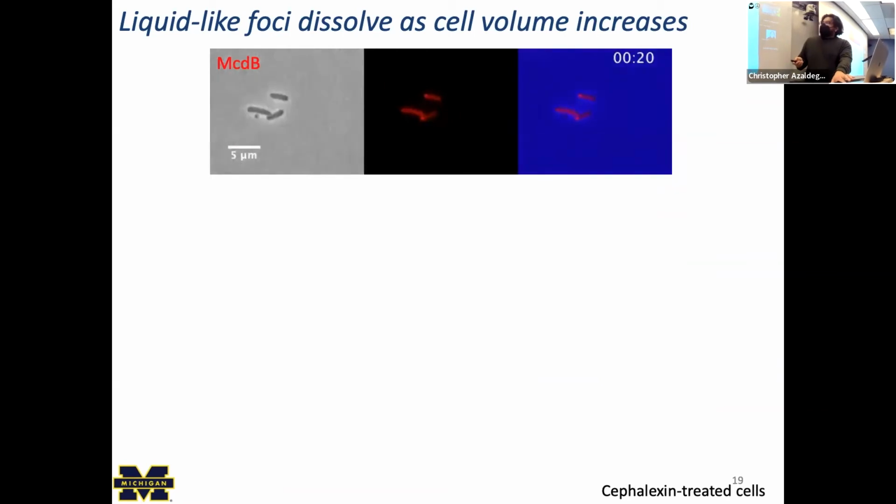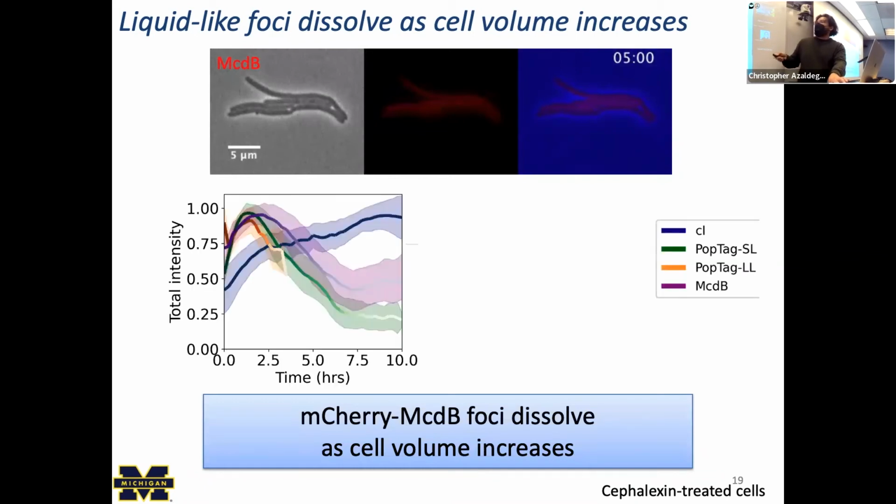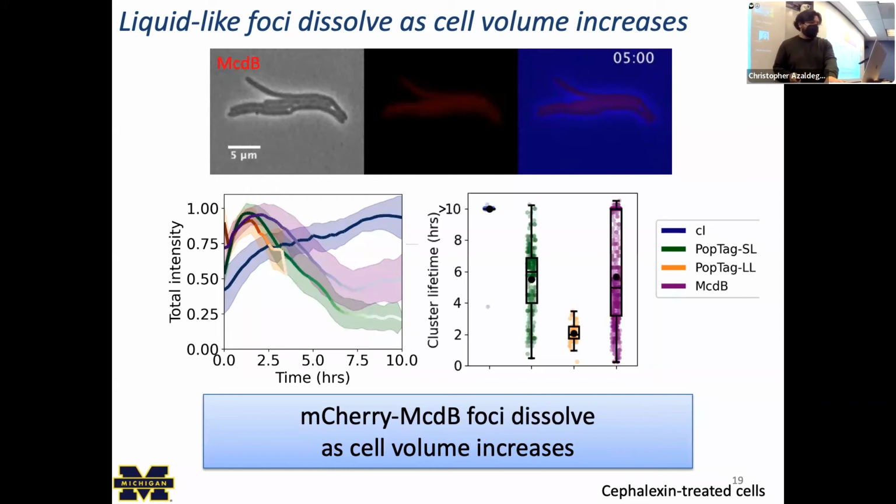So we repeat this experiment with mCDB as well, and you can see these foci dissolve over time as the cell volume increases. And here we have the cumulative data of all these 4 different proteins I've introduced so far. C1 remaining constant, PubTag with the short linker decreasing, as well as mCDB, and then PubTag with the long linker, which is very dynamic and even more liquid-like, actually fully dissolves within 3 hours of the experiment. And this is just quantification of the lifetimes of these clusters.